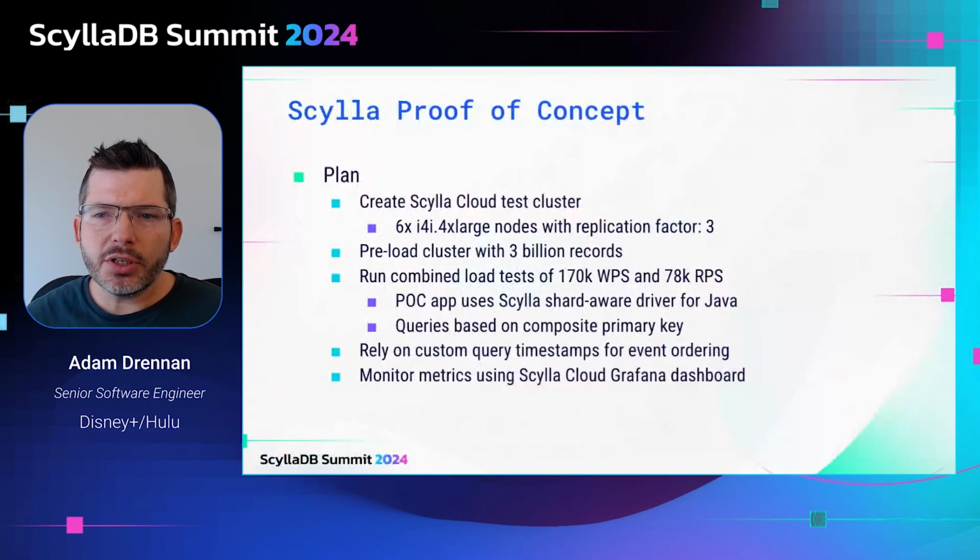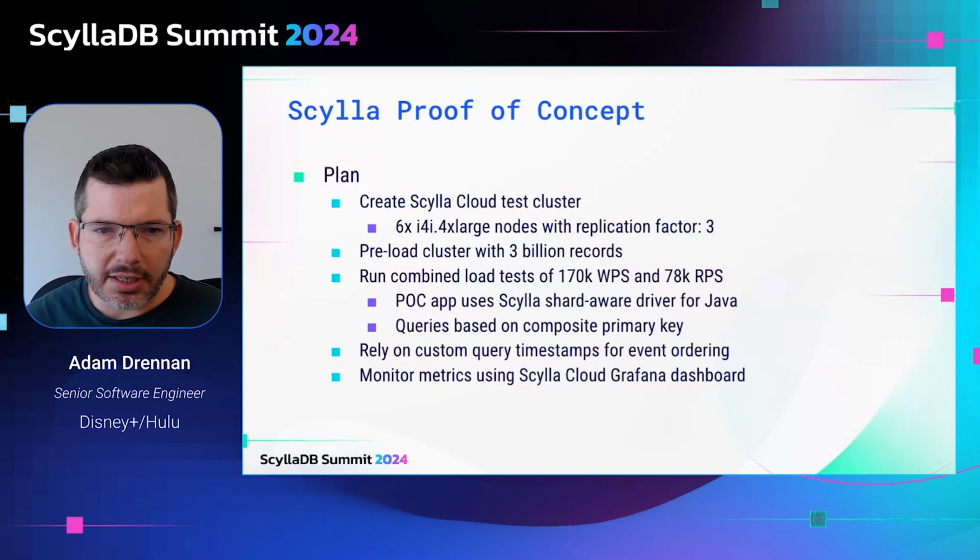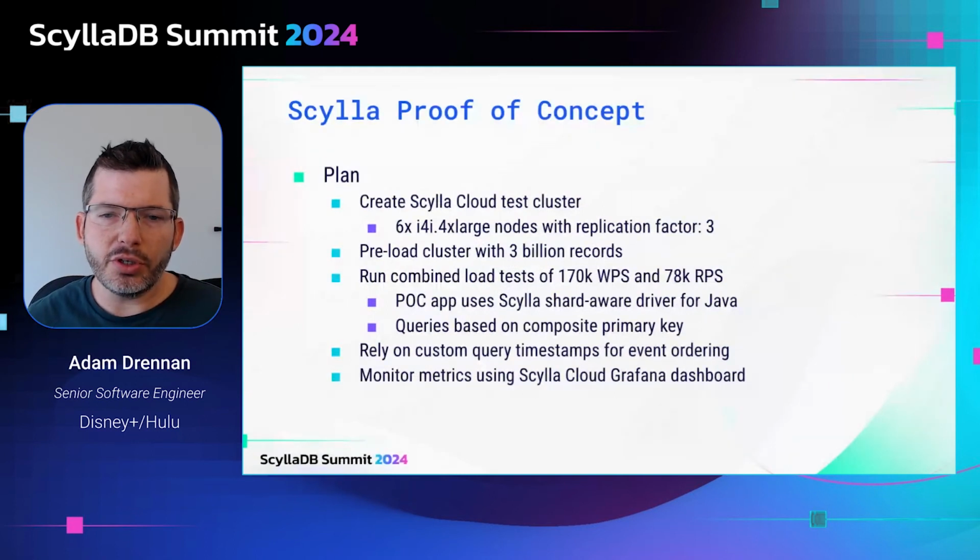The Scylla team helped us create a test cluster, and they recommended sizing based on our needs and recommended 6x i4i.4xlarge nodes with a replication factor of 3. We then preloaded the cluster with 3 billion records and ran combined load tests based on the metrics that we mentioned earlier.